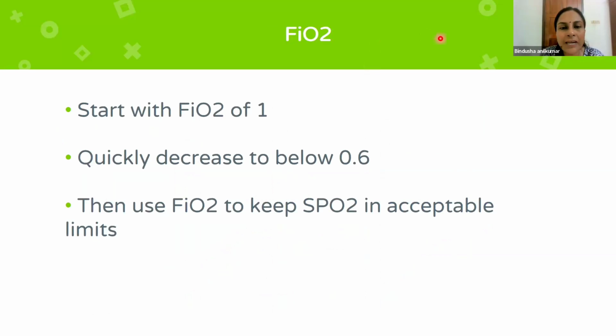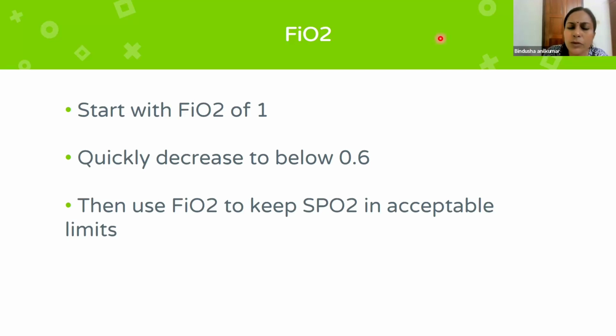Okay, so what is the FiO2 to be set? When you're starting ventilation, you will start with an FiO2 of 1 or 100%. And once you have made sure that the patient is getting adequate tidal volume and the expiratory flow is coming back to 0, then you will quickly decrease the FiO2 to well below 0.6, just making sure that the patient has adequate oxygen saturation.